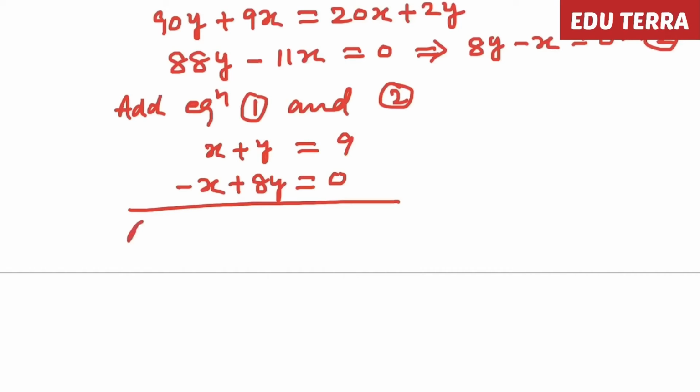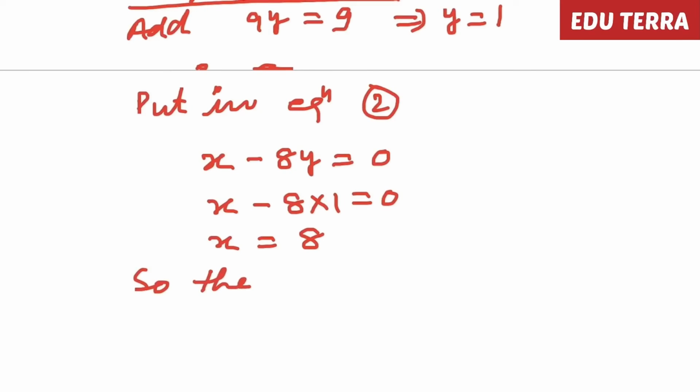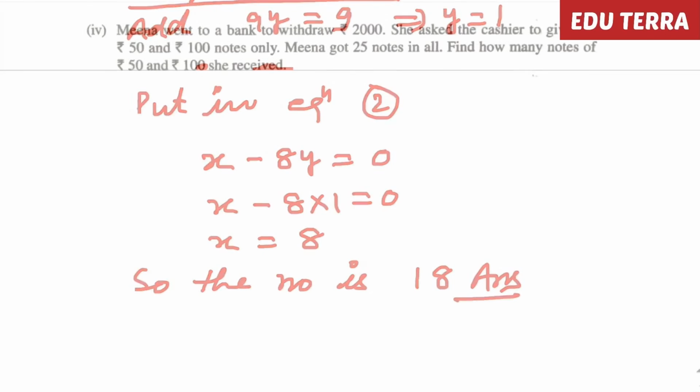Now add, x cancels. So 9y equals 9. This implies that y equals 1. So x minus 8y equals 0. So x minus 8 into 1 equals 0. So x equals 8. So the number is 81.